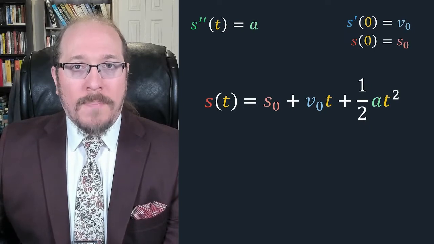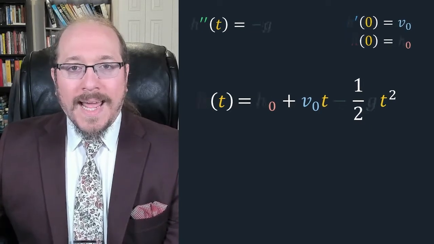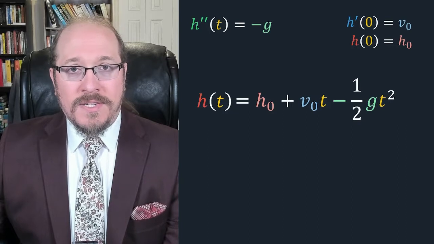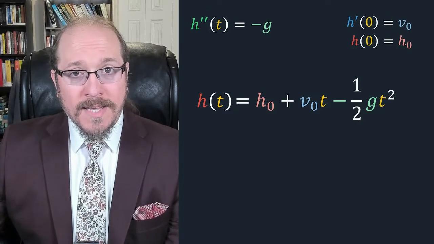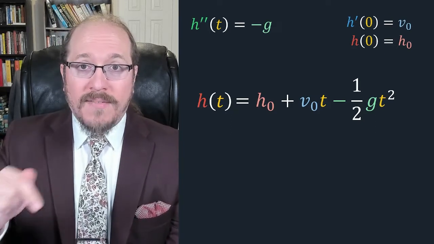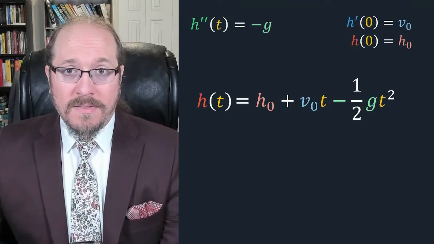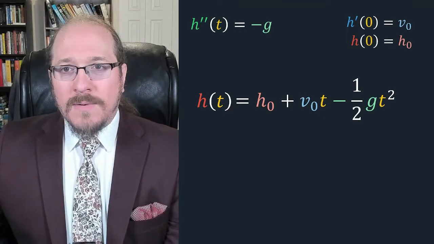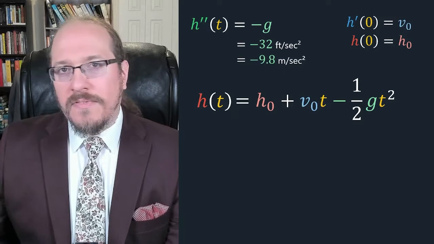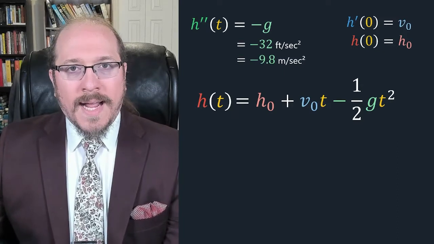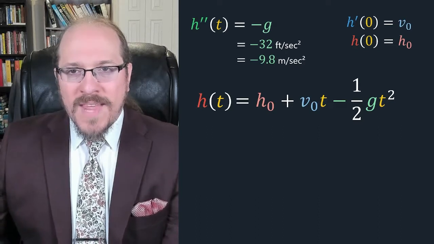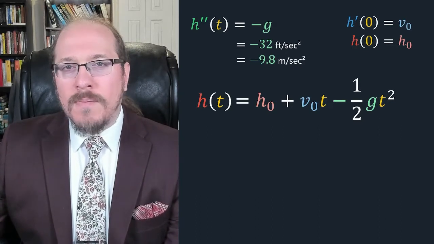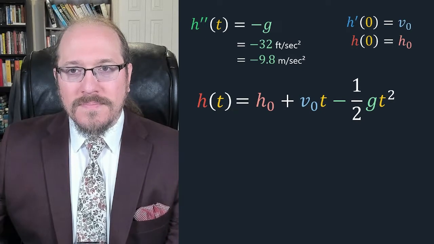Let's think about dropping our ball. We'll write h for height instead of s for position, just to make it a little more familiar. And we'll also write negative g for our acceleration due to gravity. Negative because we're thinking of gravity as pointing downward toward the center of the Earth. So that's equal to either negative 32 feet per second squared or negative 9.8 meters per second squared. But writing it as negative g will give us something that works no matter what unit system we're in.